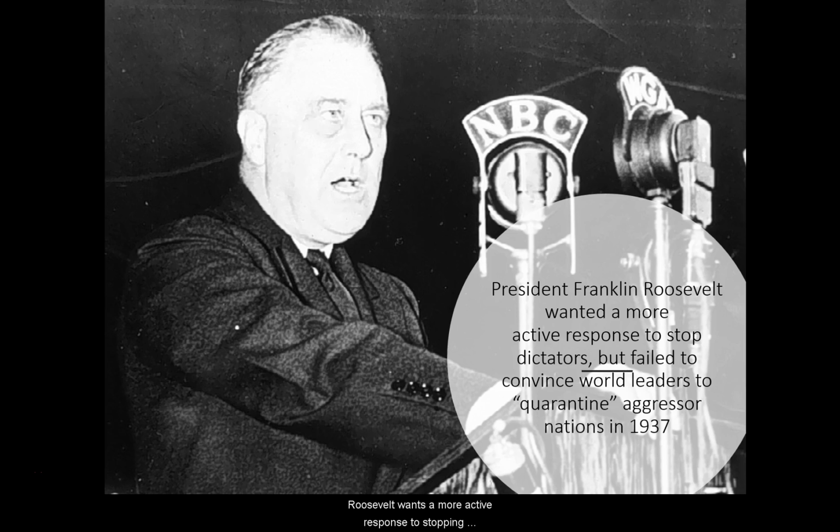Roosevelt wants a more active response to stopping these dictators. He doesn't like what he's seeing them do. And he feels like even though the United States is not part of the League of Nations, we still need to try to help stop what's happening. But he fails to convince other world leaders to quarantine or isolate these aggressor nations by 1937.